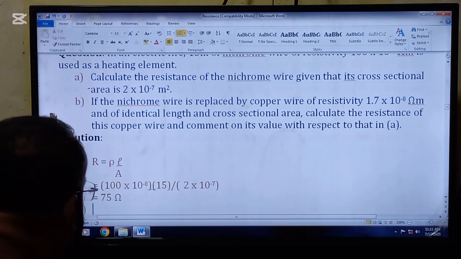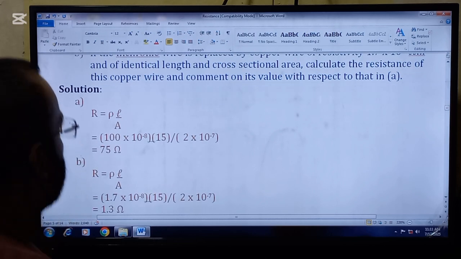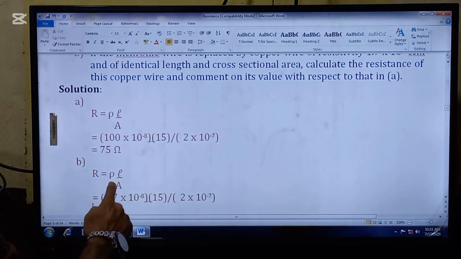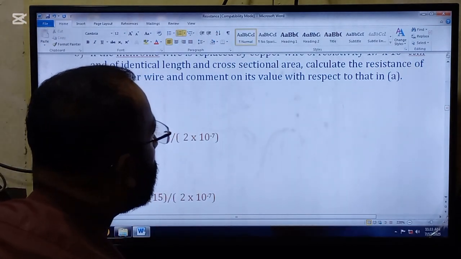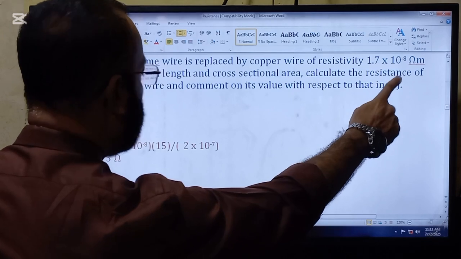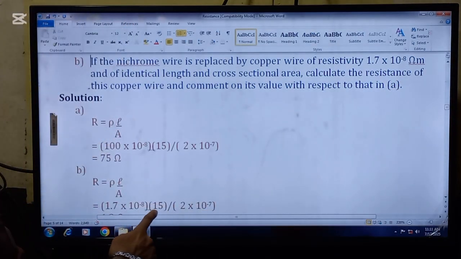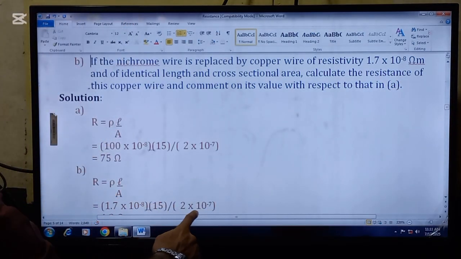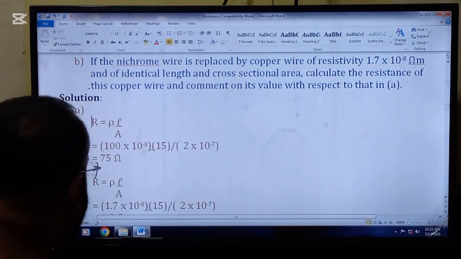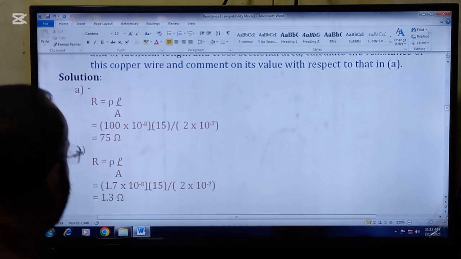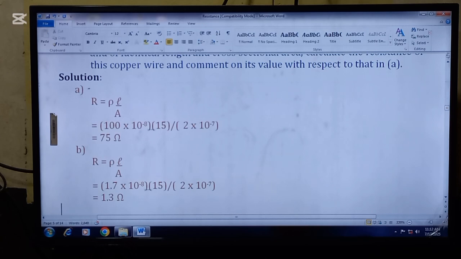So look now. The formula used will be R is equal to ρ L over A. Now the resistivity given is 1.7 into 10 raised to the power minus 8. Length is the same, that is 15, and cross-sectional area is also the same. So solving it on the calculator, you will get the answer, that is 1.3 ohm.